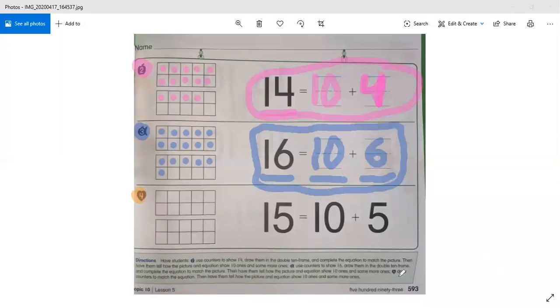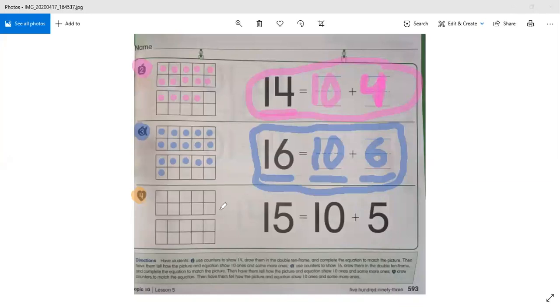All right, number 4 says, draw counters to match the equation. Then have them tell how the picture in the equation shows 10 ones and some more ones. Okay, so this one should be fairly easy. I'm going to let y'all think about it for just a second. I want y'all to think about what number should go up here and what number should go down here. So go ahead and start thinking about it. Try to say it out loud before I do, okay?